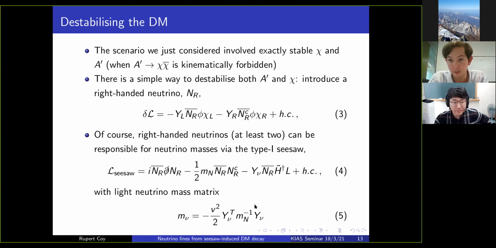Of course, for something realistic, we have 3 generations of standard model fermions. As we know, we need at least 2 right-handed neutrinos, and so all the calculations amount to promoting numbers to matrices. But I'm just going to ignore that.